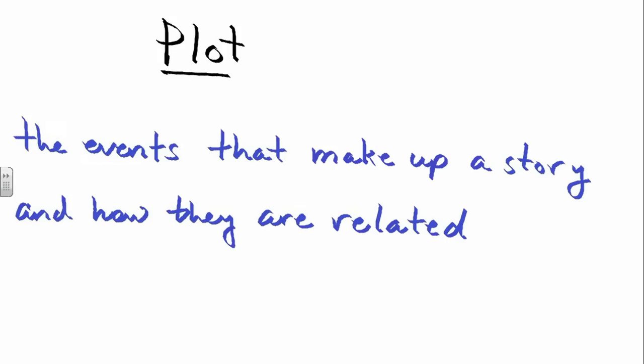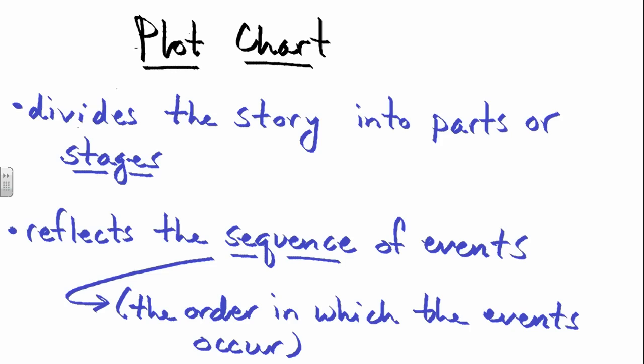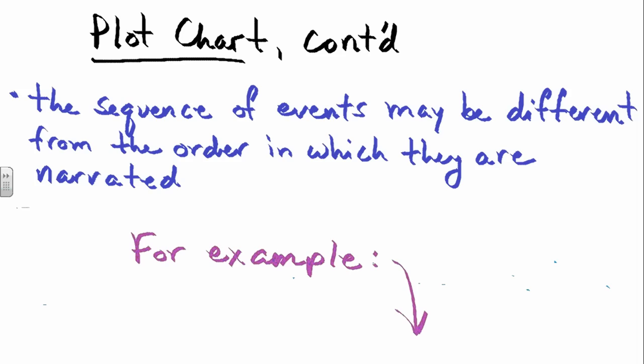Plot is the events that make up a story and how those events are related. A plot chart is what we use to divide the story into parts or stages. Those different parts are called stages. And a plot chart reflects the sequence of events. And notice here that I've defined the sequence as the order in which the events occur.